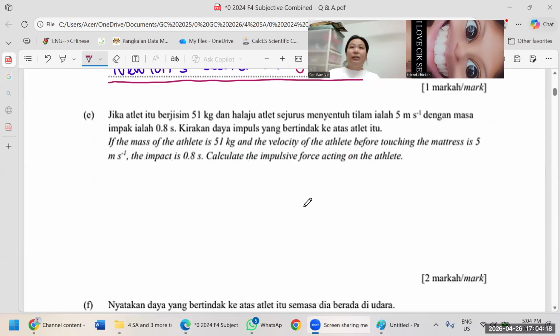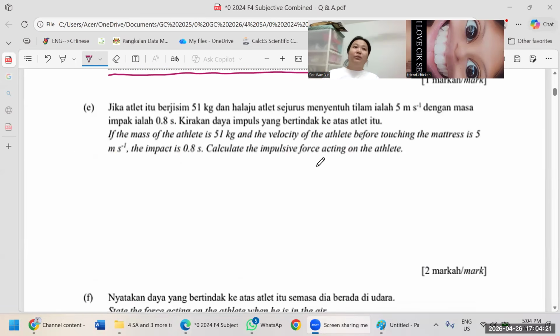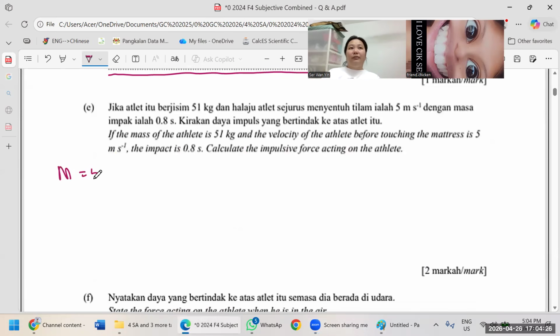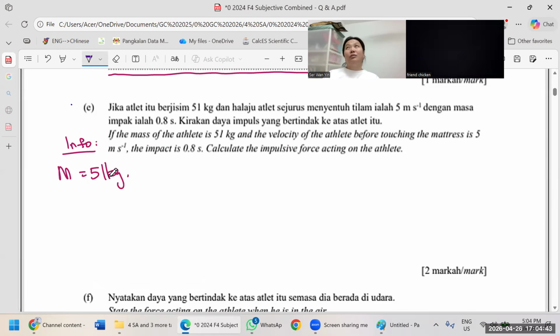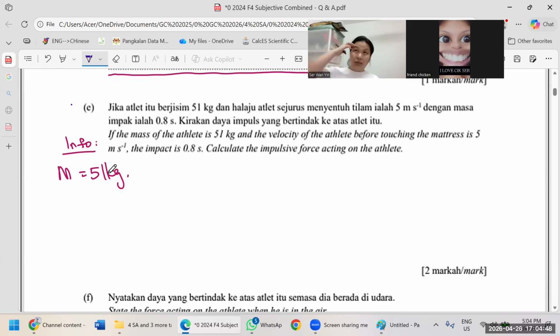Okay, then next, this one. The mass of the athlete is 51 kg. Every time, please write the info first. Let me laugh if you get it wrong and without info. I also know some students are really genius, talented, intelligent. I'm okay with that. But if you're wrong, let me laugh.